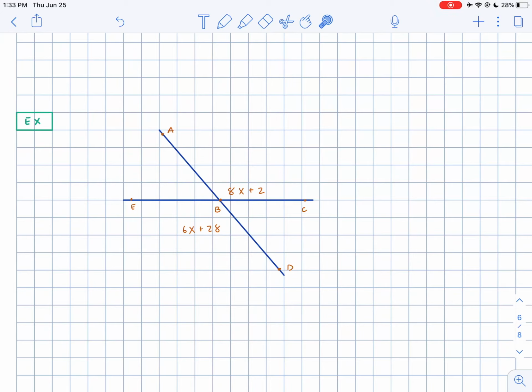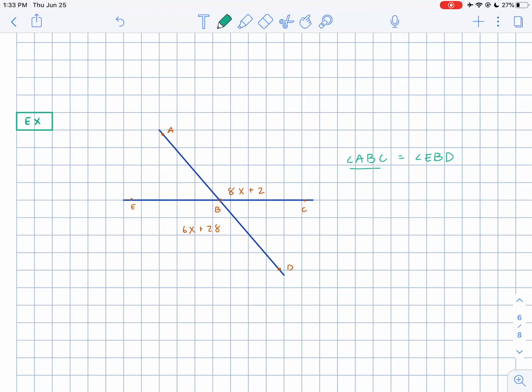Well, we know that this angle and this angle, these are vertical angles. And what did we say about vertical angles? They are equal to each other, or they're congruent. So we can say, let's back up. So we know angle ABC would equal angle EBD because they are vertical angles and they're opposite. And what did we learn?